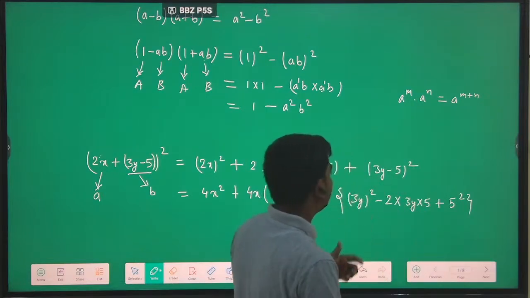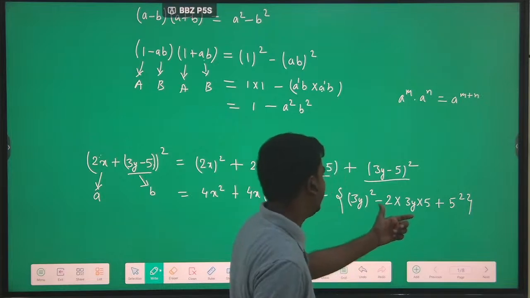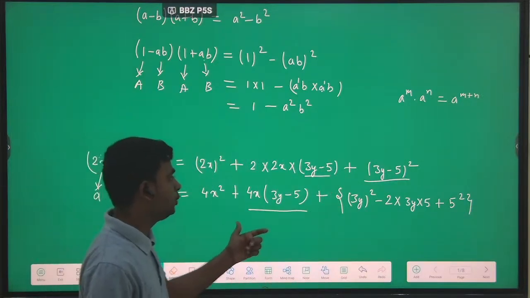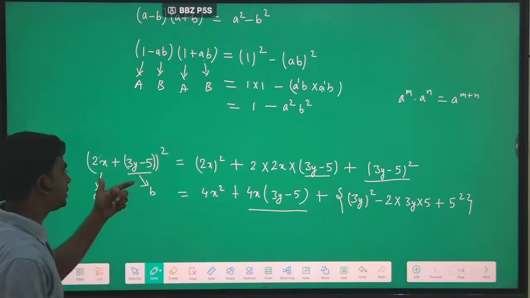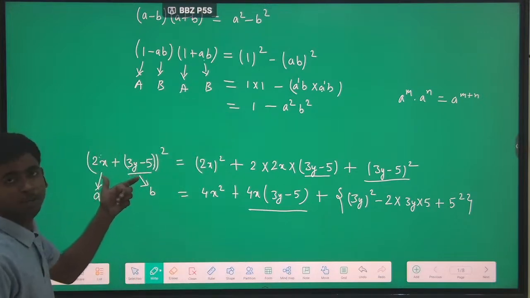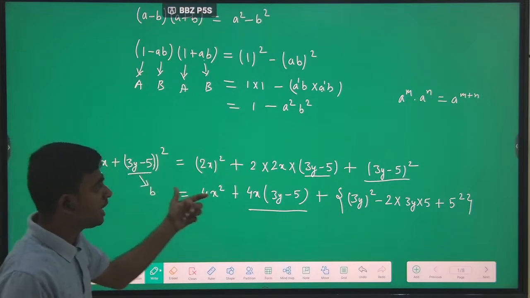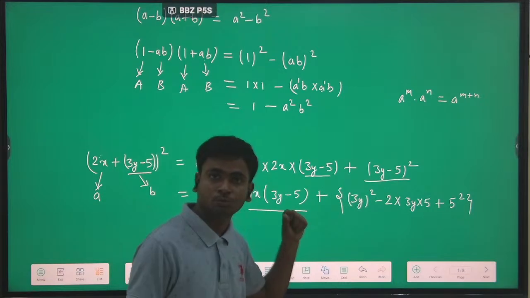So we are finding out the value of this separately and we will find out the value of this separately. Why are we doing so? Because in this trinomial, we are getting a term which is a binomial. So we have to solve this binomial also.